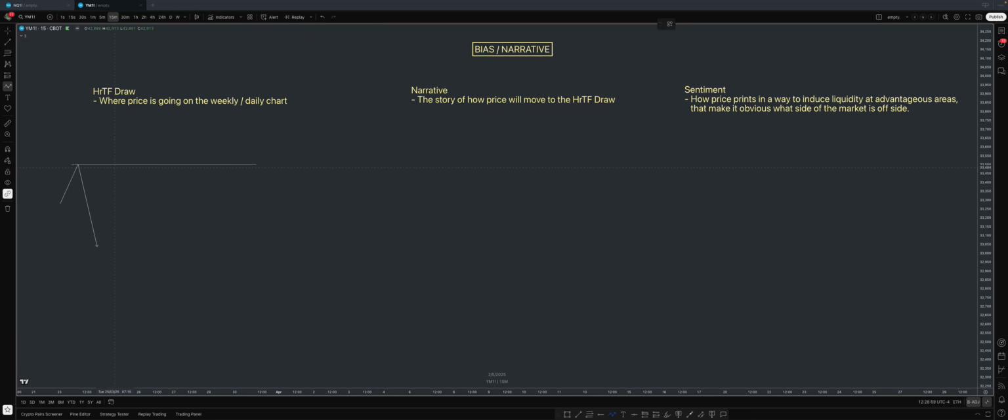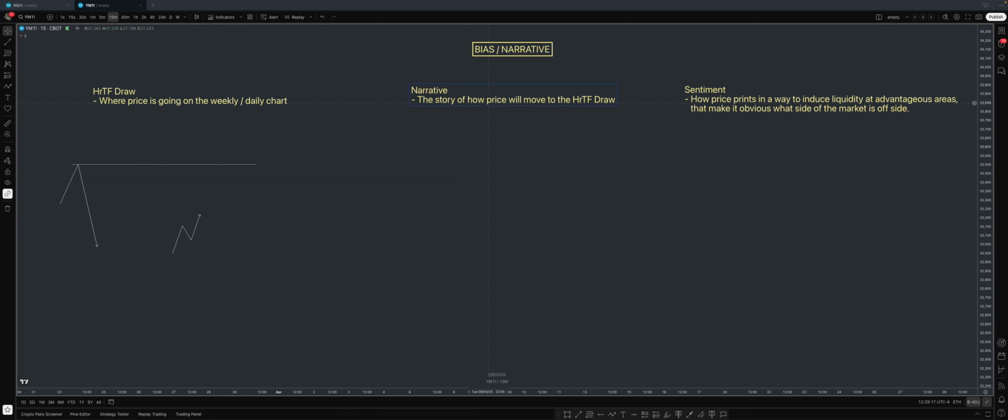So if I expect that price will go up there and we're sitting here, then I want to see if price can go up to there. That's my bias, but we aren't there yet. So we're sitting around this area. I want price to go up there.